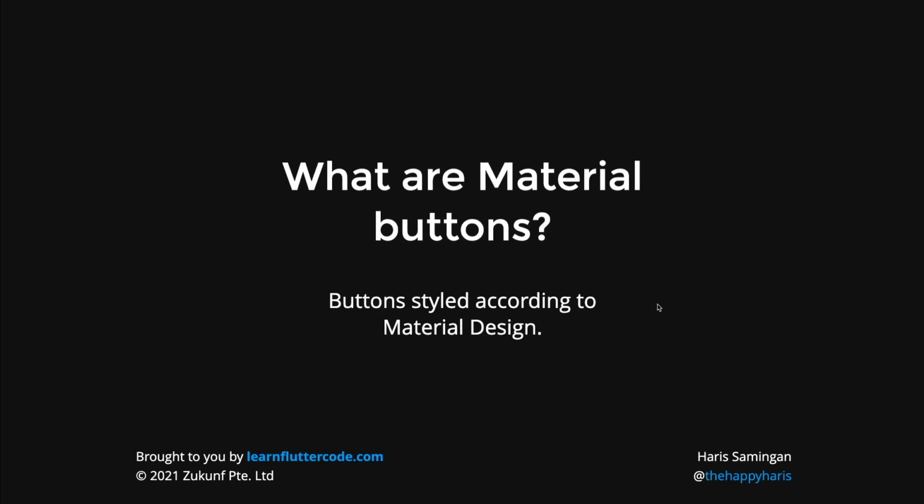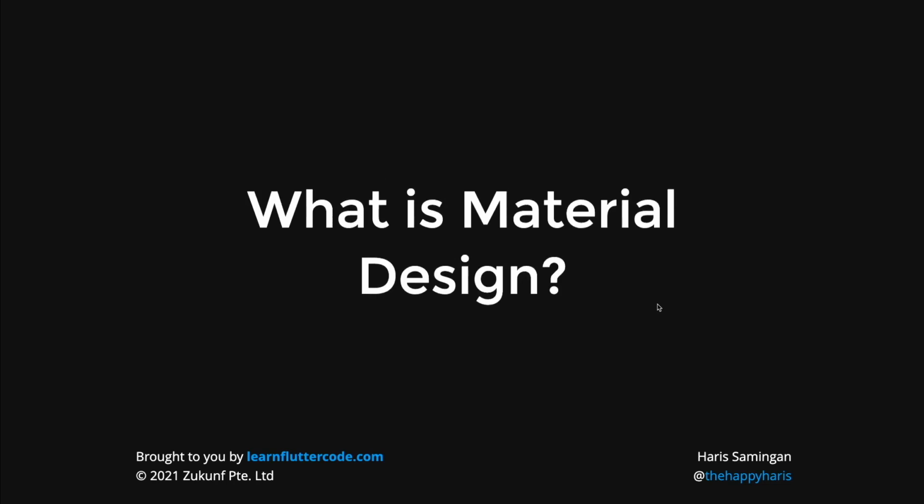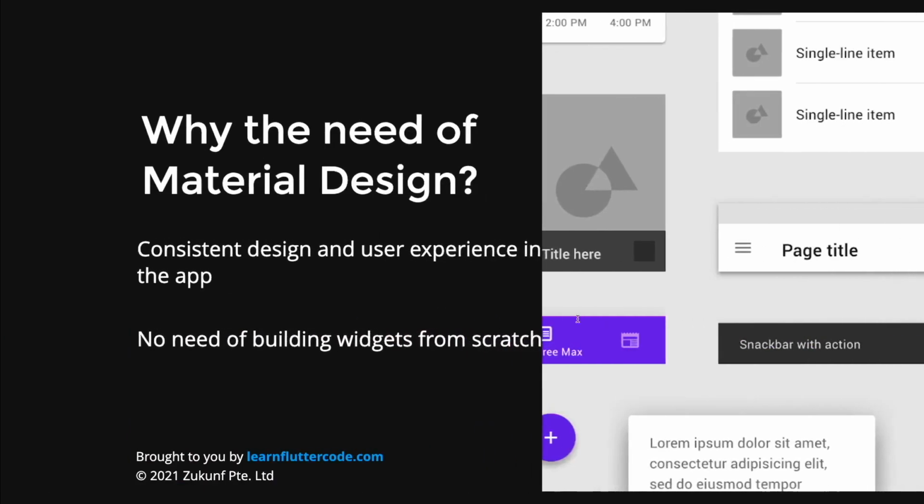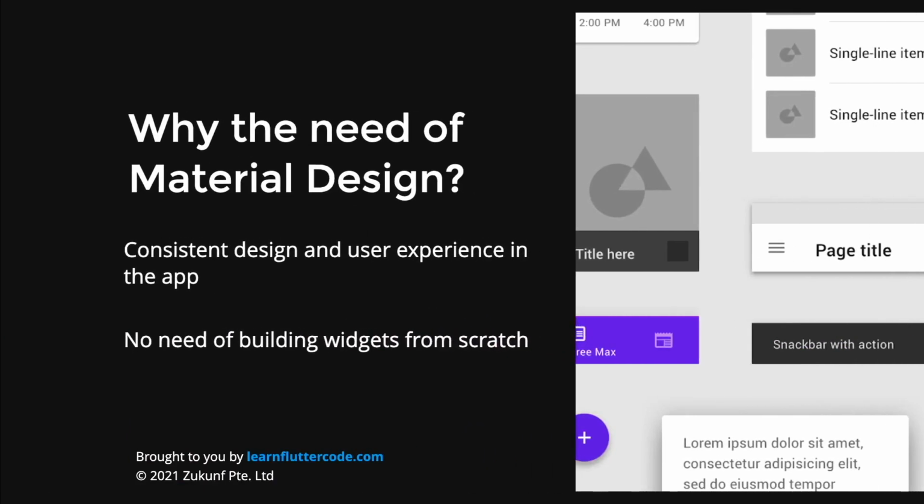So then you might have another question, which is, what is material design? Material design is a design system that's created by Google to help teams build high quality digital experiences for Android, iOS, Flutter, and the web. So why do you need this design system anyway? Well, it gives you a consistent design and user experience in the app.